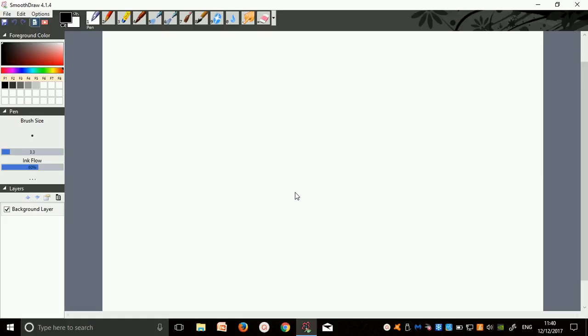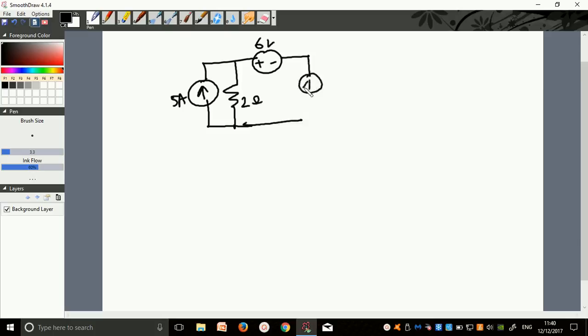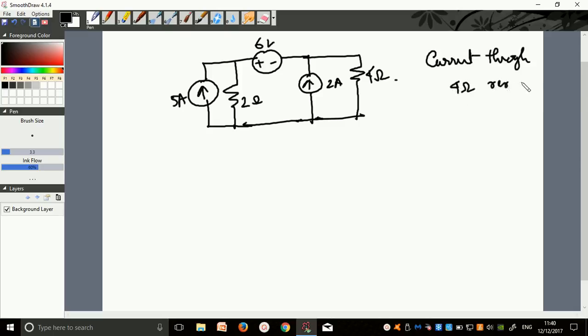Suppose we are asked to find out, this is a source of 5 ampere. This is a 6 volt source, which is a voltage source, 2 ohms. This is 2 ampere. Say this is 4 ohms. Now by Norton's theorem, we are to find out the current through the 4 ohm resistance. What will be the current through the 4 ohms resistance? Say I4. How much is that?